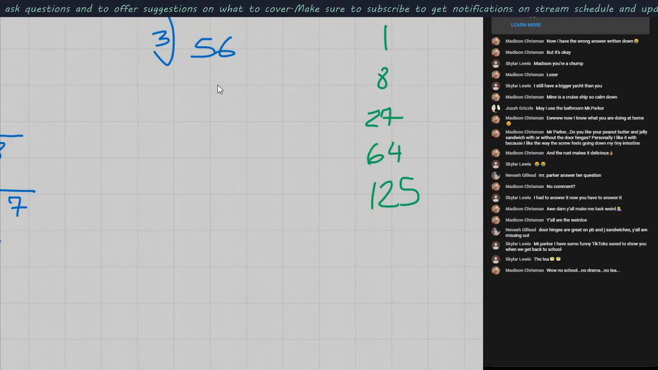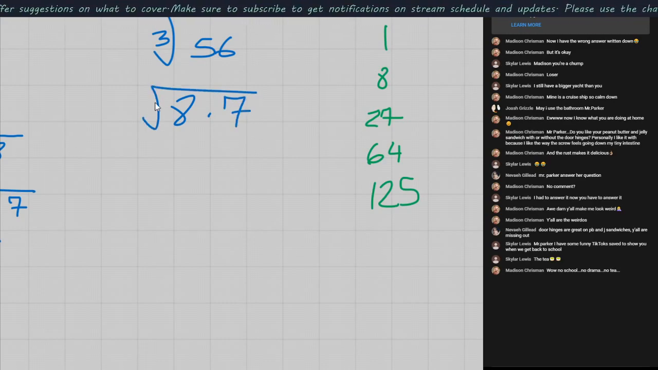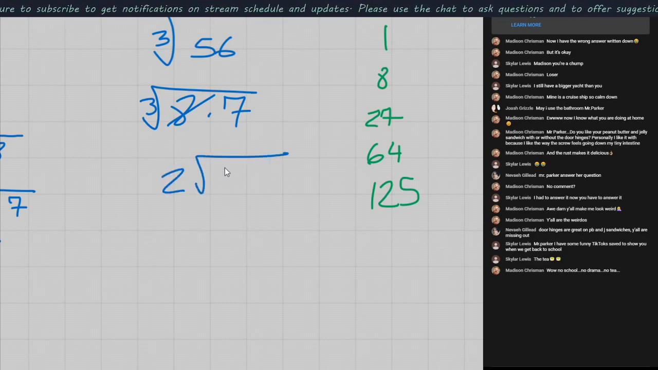Anyway, so you can actually factor out an 8. So this is 8 times the cube root of 7. And again, this part right here, make sure you rewrite that radical. Otherwise, some people were just pulling out the 8, and that's not good. So the cube root of 8 is going to be 2. And that's going to be your final answer.